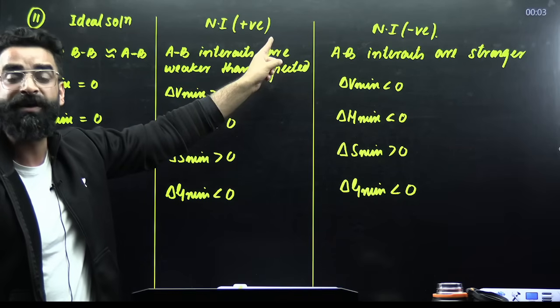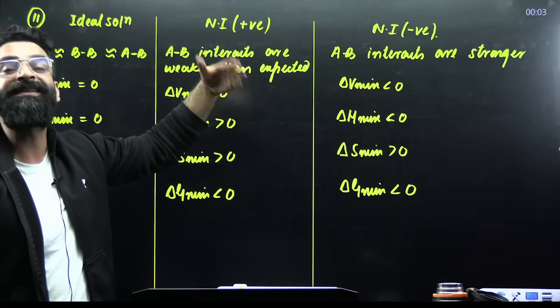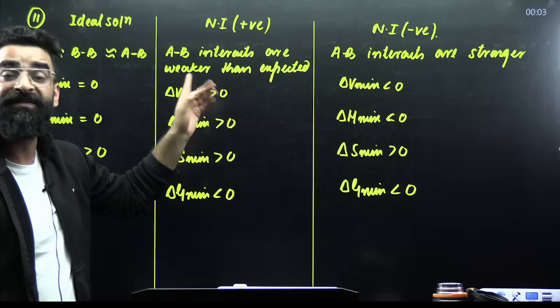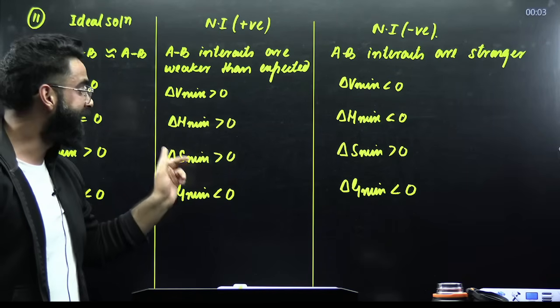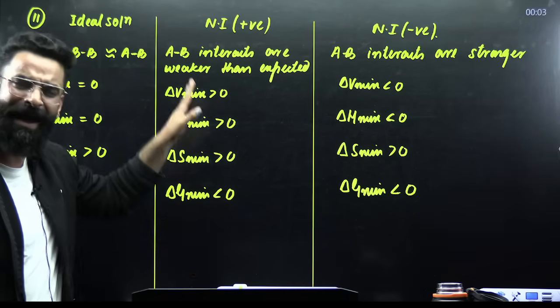Non-ideal solution showing positive deviation: AB interactions are weaker than expected. Number 1, delta V mixing positive, delta H mixing positive, delta S mixing positive, delta G mixing negative. Anything can be asked.